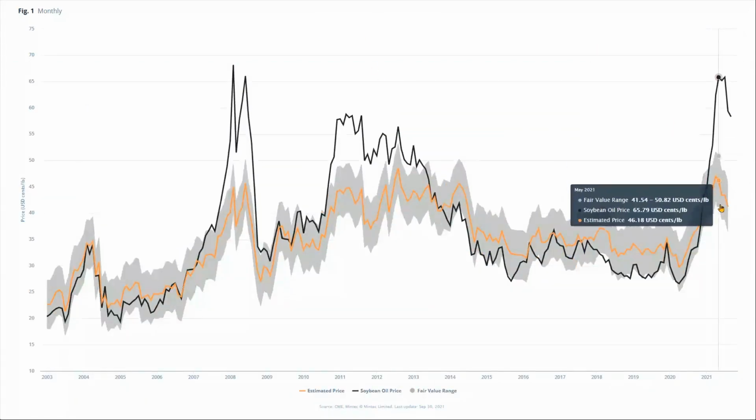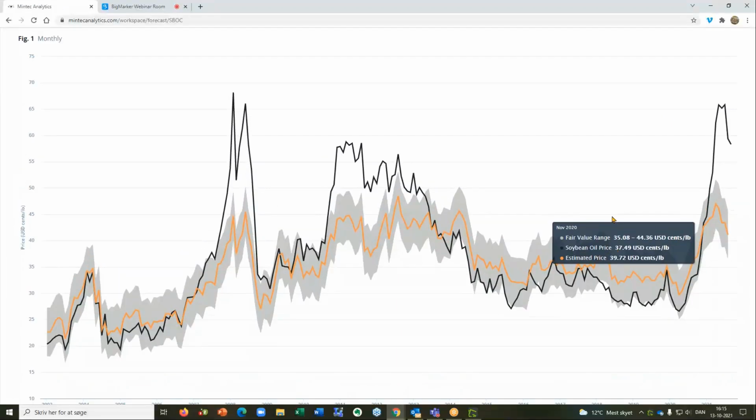Now the fair band is going down. But let me get to that when I get to the current situation. So the fair band is actually telling us that there's a downward pressure and prices are too high. That means that prices need to go down.